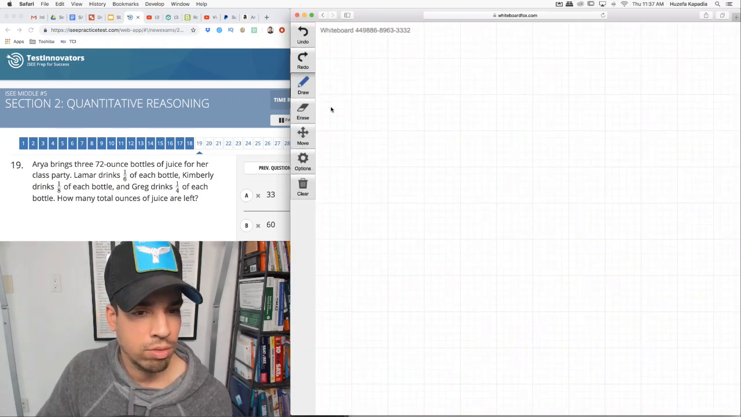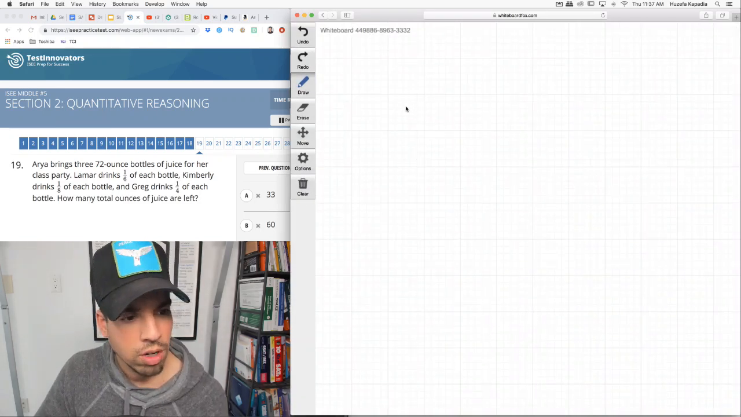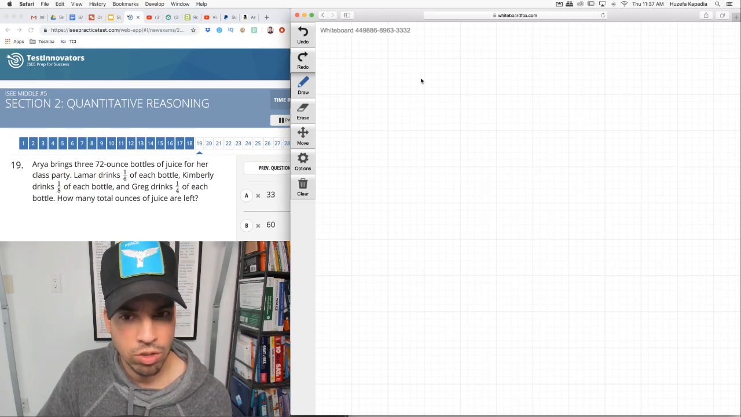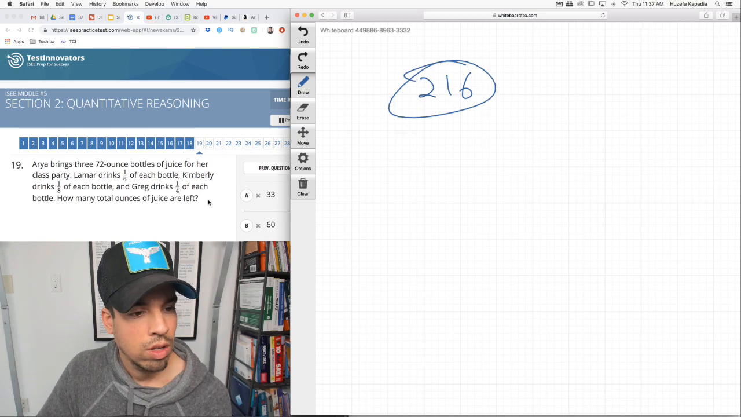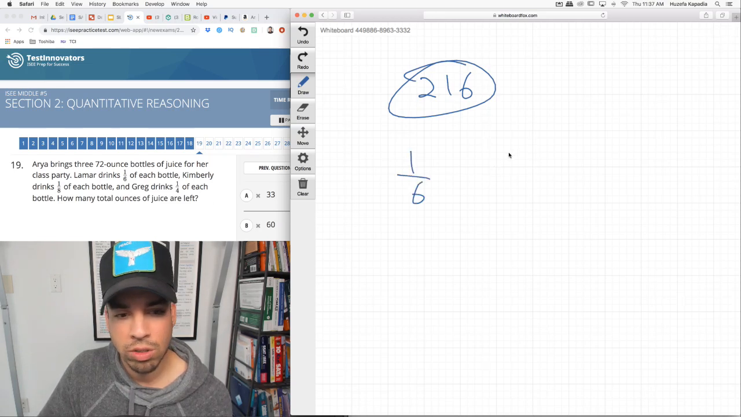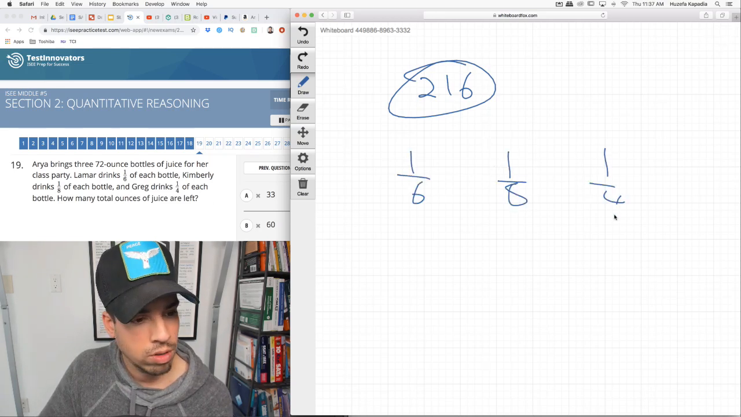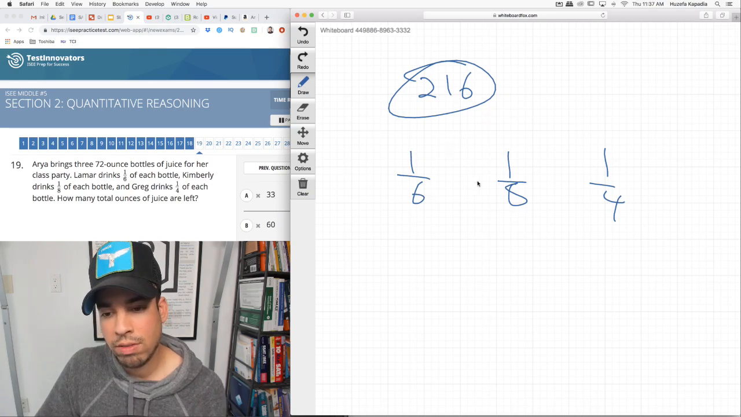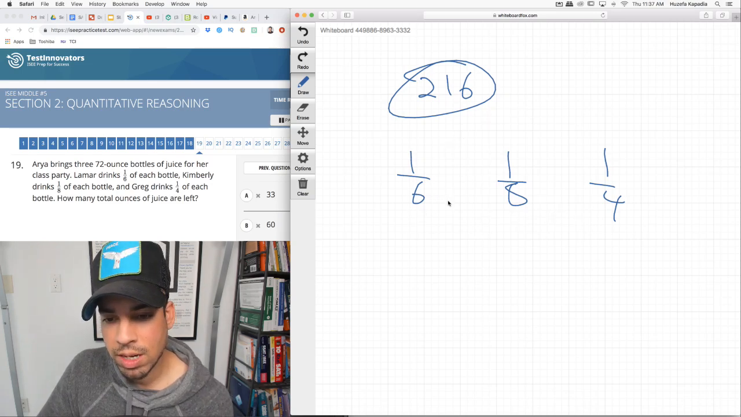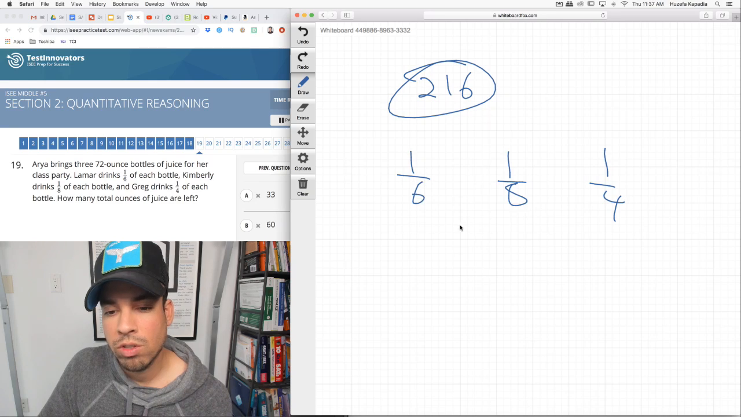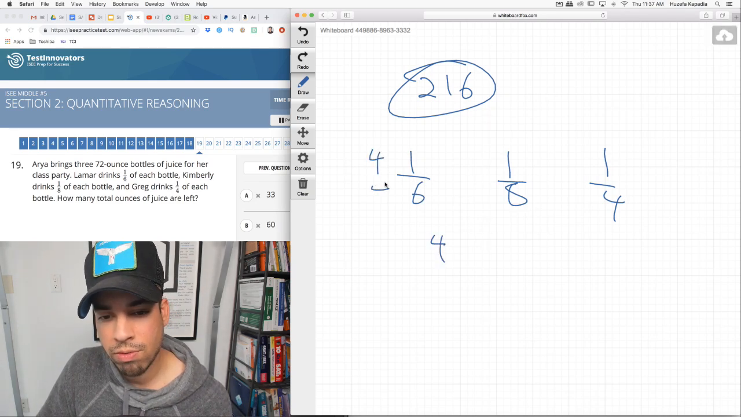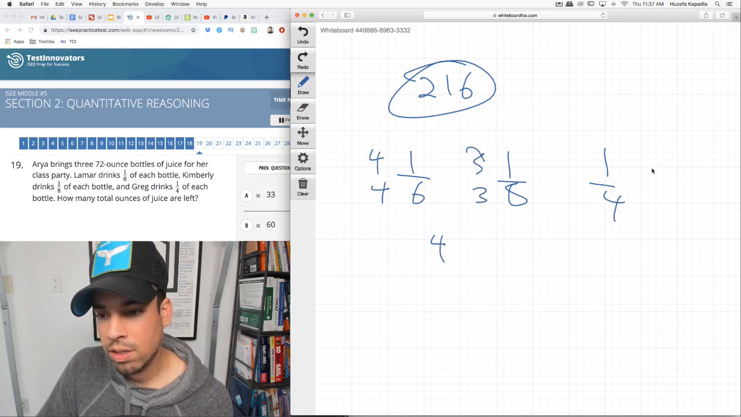Arya brings 3 72-ounce bottles of juice for her class party. Okay, so 3 72-ounce bottles, that's 216 ounces total. Lamar drinks 1/6, Kimberly drinks 1/8, and Greg drinks 1/4. How many total ounces of juice are left? So we have to figure out how much this is with common denominators. I'm going to use 24, so that's 4. Multiply this by 4 and 4, 3 and 3, 6 and 6.